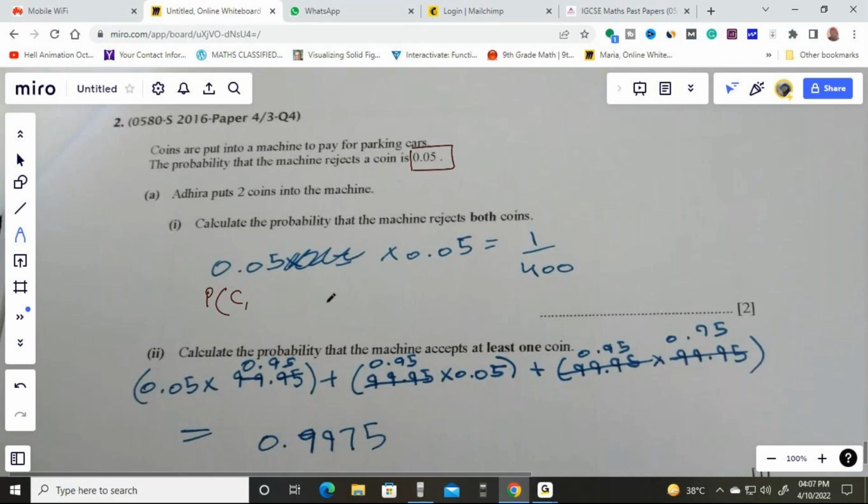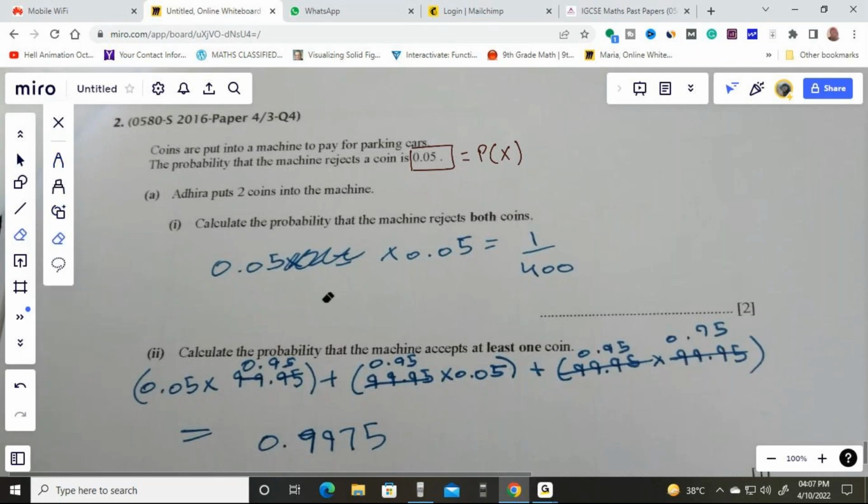I call it Px. Okay, this is your Px. The first coin is rejected and the other coin is also rejected. There's an "and" involved, so you're multiplying both probabilities of rejection, and this is giving you the answer. So that's fine. Your part A of part 1 is correct.